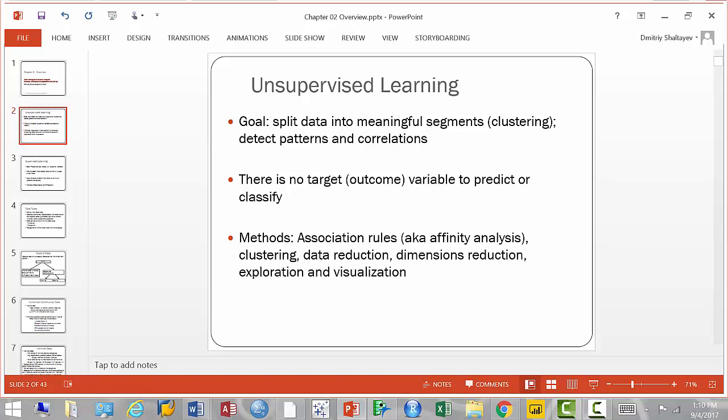Essentially, after clustering, I'm going to split my data set into subsets, and each subset I'm going to treat differently, doing a separate analysis on each. So that's called data reduction.